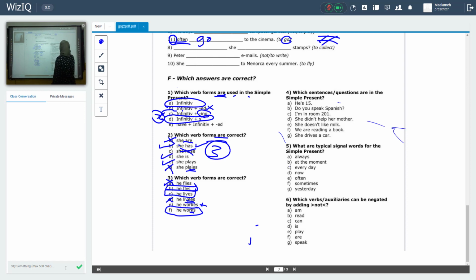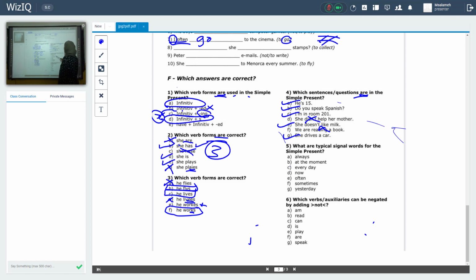Okay. Which sentence or question are correct? So we have more than one correct answer in the simple present. He is 15. Do you speak Spanish? Um, in room 21. Okay. She didn't, it's a wrong answer. She doesn't like milk? Yes. We are reading? No. She drives a car? Yes. Do you speak Spanish? Yes. In room? Yes. He is 15? Yes. It's a fact. Okay? That's why I choose it. And the form of the sentence itself.